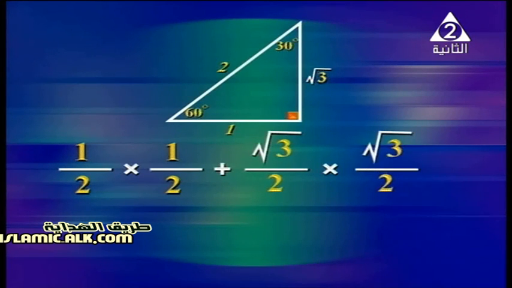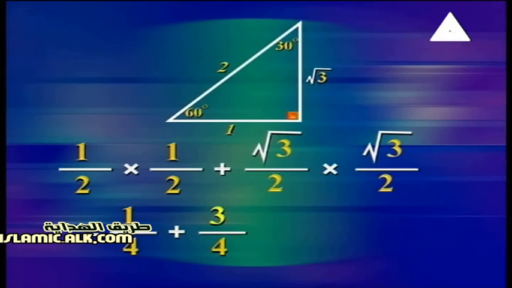Then, by using your calculators or by your minds, half times half gives a quarter, plus square root of 3 over 2 times square root of 3 over 2 gives 3 over 4. So a quarter plus 3 over 4 gives a result as 1. In this case, we can say that sine 30 cosine 60 plus cosine 30 sine 60 equals 1. Another example.